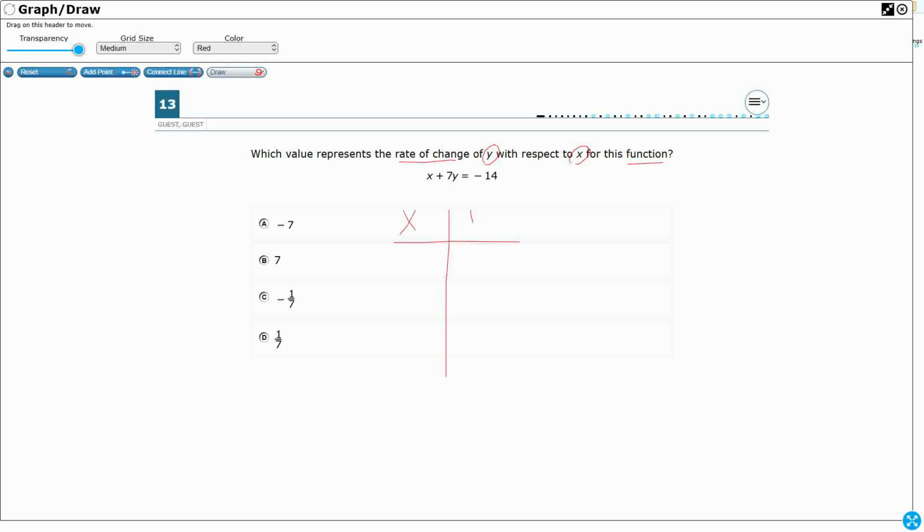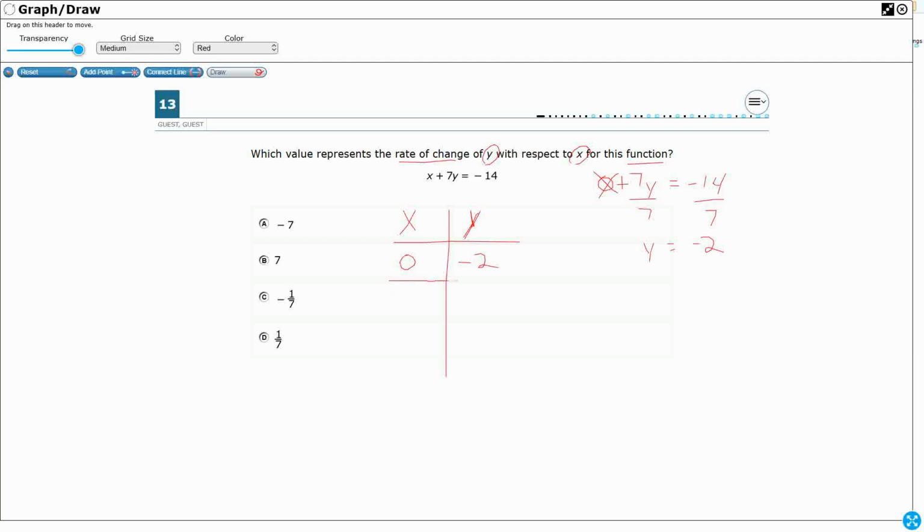When I'm dealing with rate of change, I'm looking for that unit rate, right? I want that step on the x to be 1. So let's go ahead and start with a 0. I'm just going to plug these in. 0 plus 7y equals negative 14. So that's just gone. Divided by 7. That seems pretty simple. So in this case, y is negative 2.